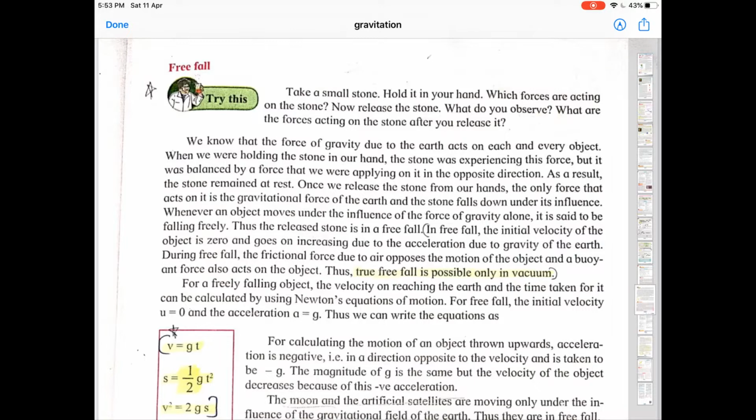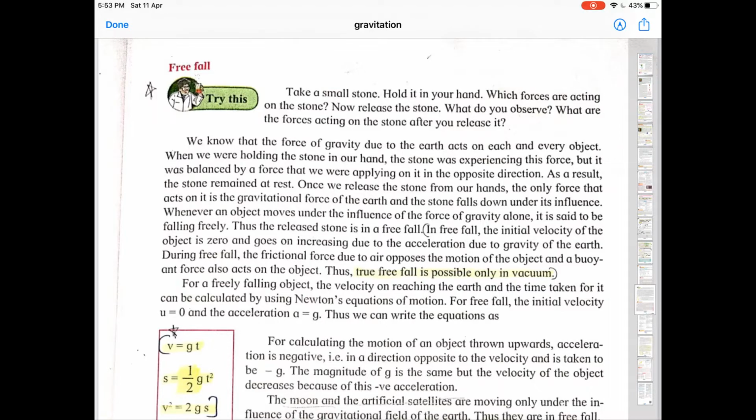Think about it. You carry any object in your hand, there is a force, that is a gravitational force, which is acting on it. But you yourself are applying one force in the upward direction. Both these forces cancel each other, and so the object remains in your hand. What happens if you release this object? Then the object will fall down due to the gravitational force. There will be an acceleration in the object, which is acceleration due to gravity.